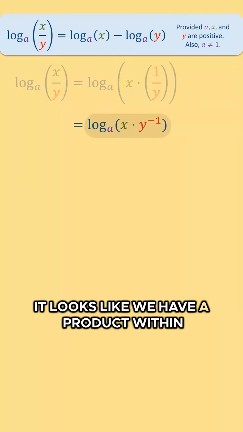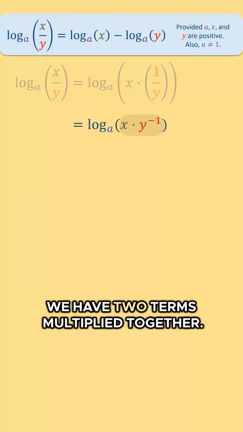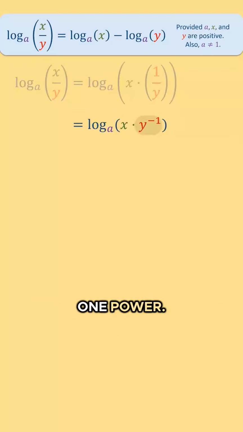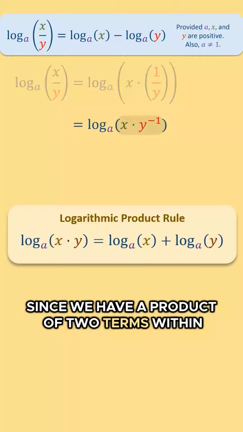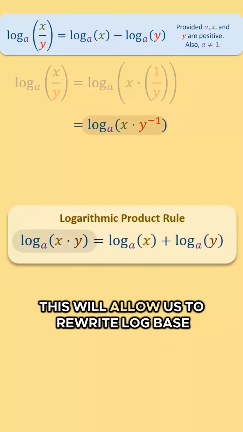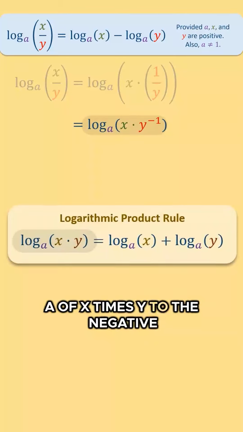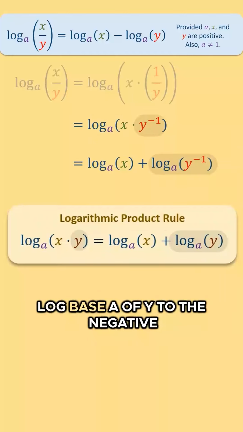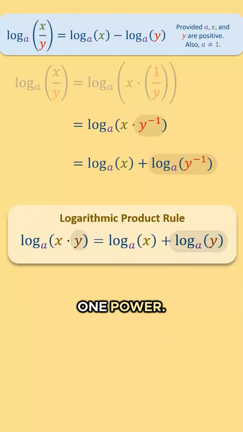It looks like we have a product within our logarithm. We have two terms multiplied together. We have x times y to the negative 1 power. Since we have a product of two terms within our logarithm, we can use the logarithmic product rule. This will allow us to rewrite log base a of x times y to the negative 1 power as log base a of x plus log base a of y to the negative 1 power.